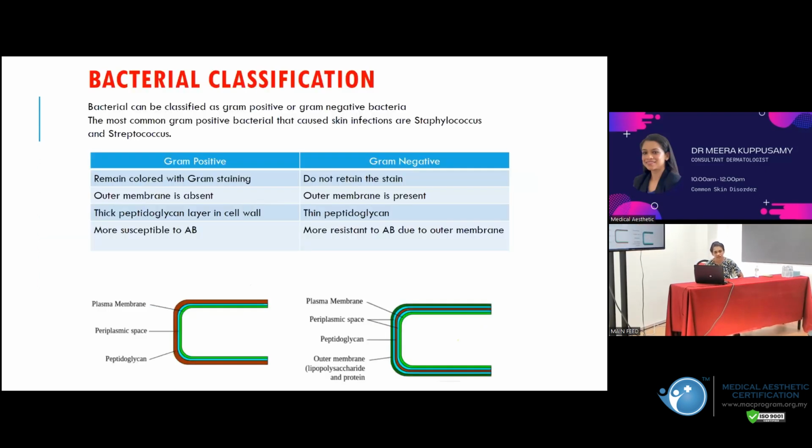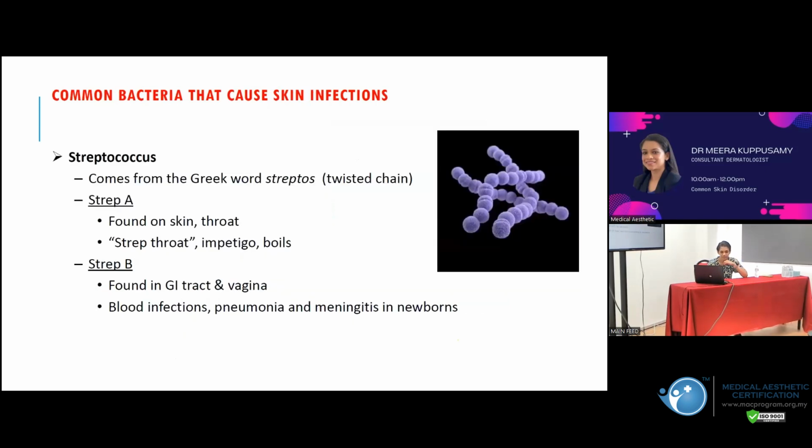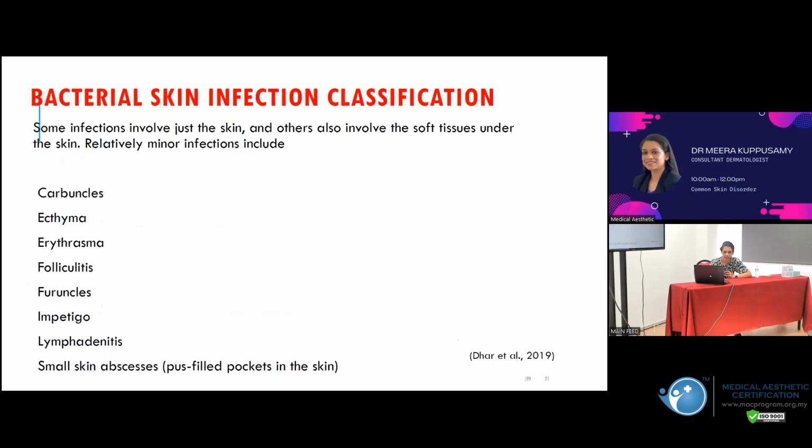Generally it's caused by gram-positive bacteria. The commonest are staph and strep skin bacterial infections. Staph looks like a bunch of grapes, and strep is in a chain. Generally it's group A strep that causes impetigo. Bacterial infections can cause a range of skin lesions. Carbuncle is one.